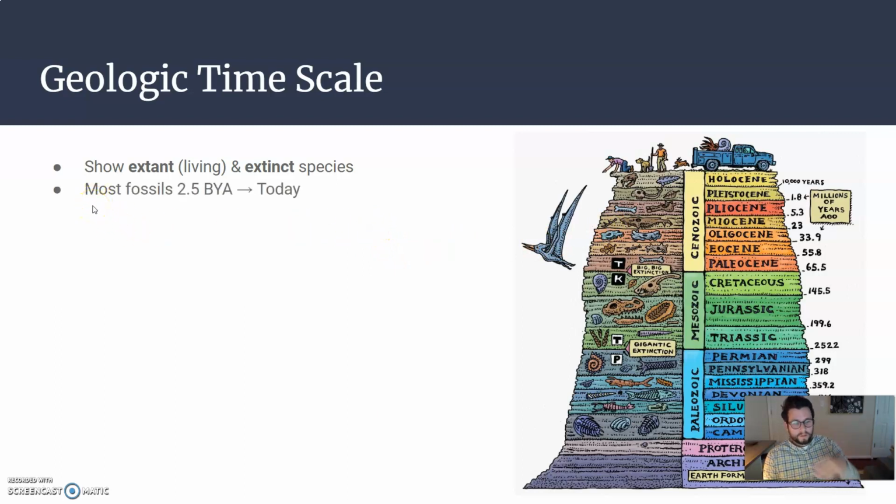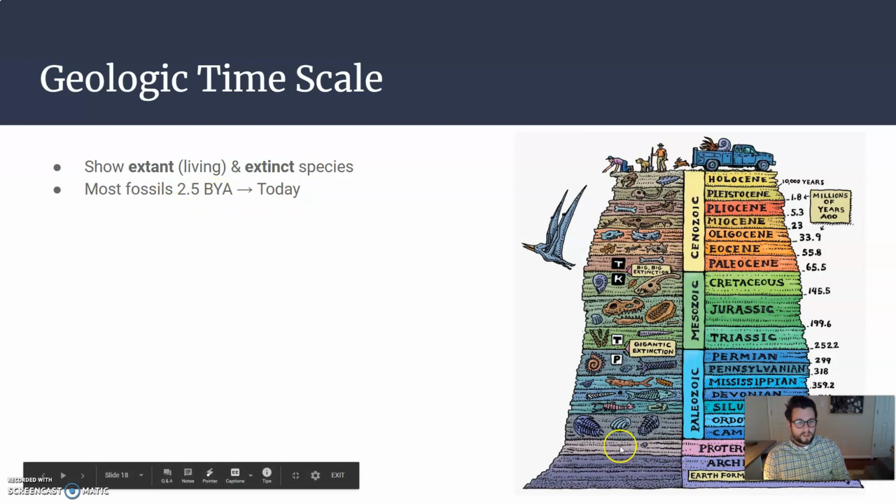Just their older relatives. So most fossils date from 2.5 billion years ago to today. Before 2.5 billion years ago, there wasn't a lot of fossils. It wasn't until about the Cambrian explosion, when we started getting lots of these sea creatures, that we actually started finding lots of fossils.